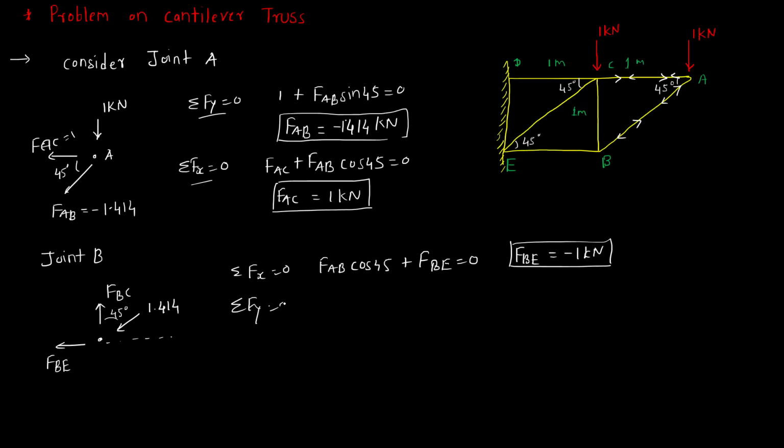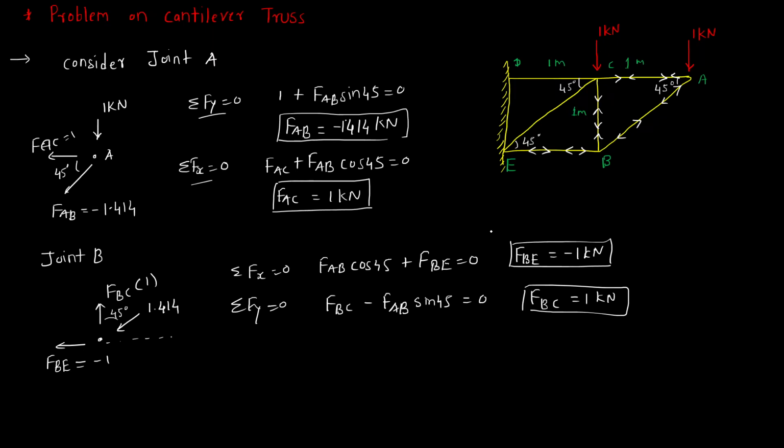Then sigma Fy is equal to 0. By doing this, we should get FBC minus FAB sine 45 is equal to 0. After solving, you should get FBC is equal to 1 kilonewton. Okay, so FBE is coming as minus 1 and FBC is coming as 1. So FBC is away from the joint, that means the member is in tension, and FBE is towards the joint, that means the member is in compression.